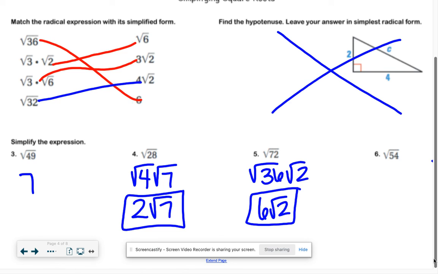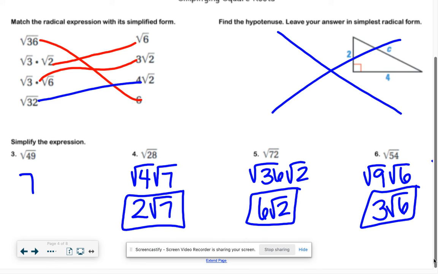6 root 2. Let's break down 54. You need to break it down. 9 and 6. Square root 9 times the square root of 6. I thought you could do 27 too. But is 27 a perfect square? Oh shoot, no. So what's the square root of 9? 3. 3 root 6. That was good.